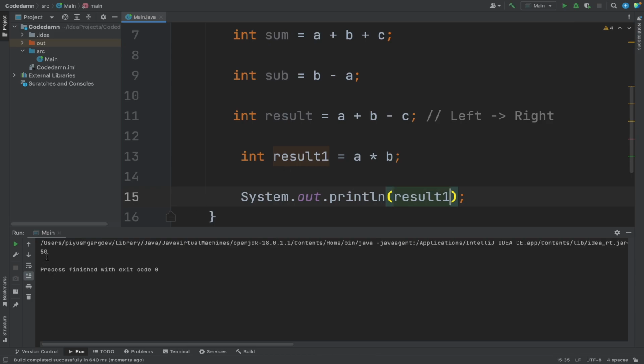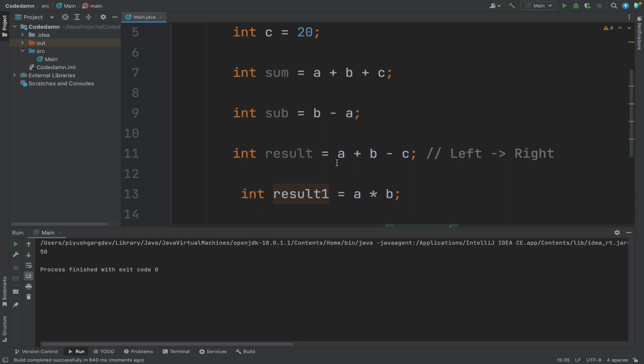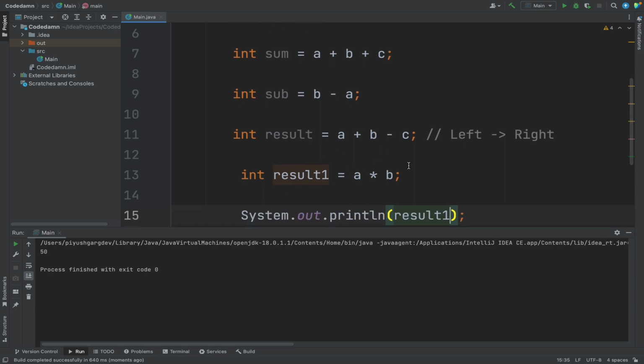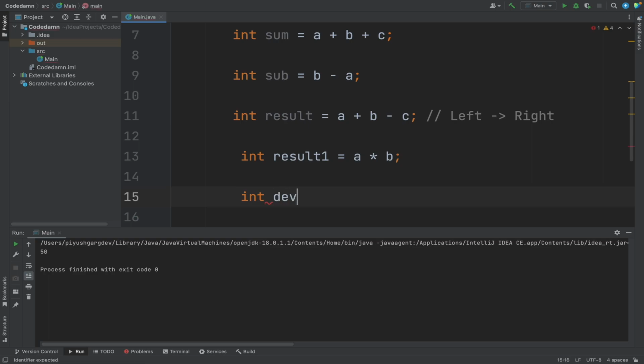Now as you can see, I'm getting 50, which is 5 into 10. So that's how you can multiply two numbers. And finally, in the basic arithmetic operators, we have a divide symbol. So I can say divide b by a.